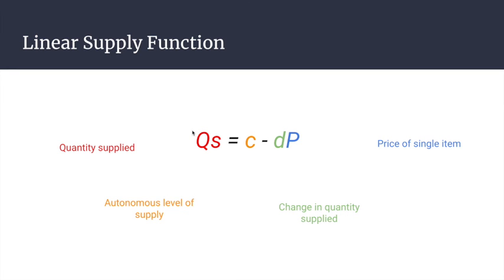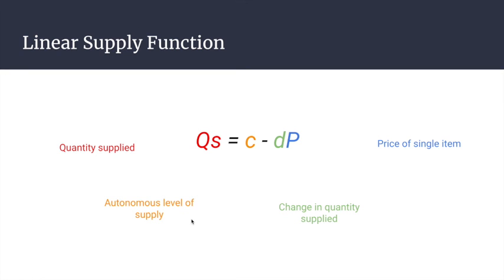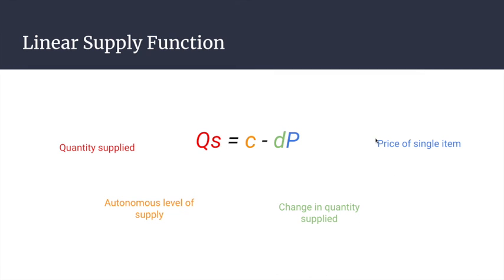Similar to the demand, we have the quantity supplied, we have the autonomous level of supply, which stands for the constant level of supply whenever the price is zero. At which point the producers will continue to produce the good or service no matter what the level of price is. We have the change in quantity supplied, meaning how much it changes per unit, and the price of a single item. This is just as in previous videos.